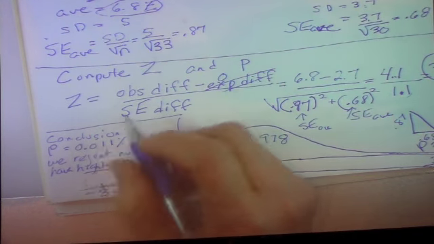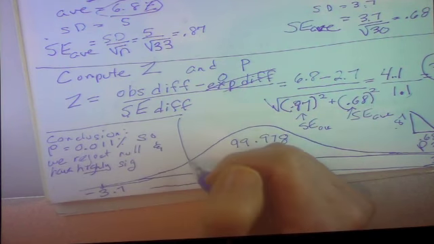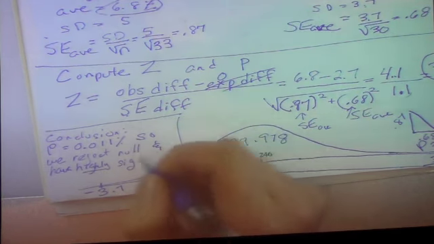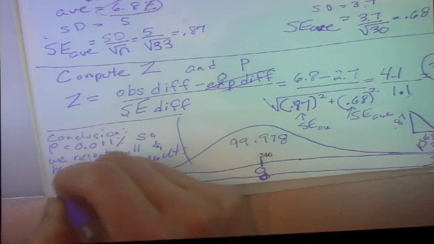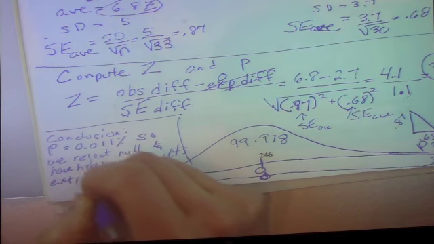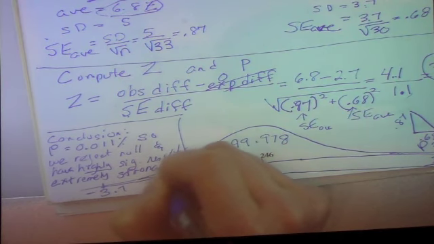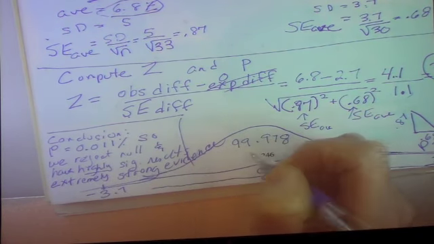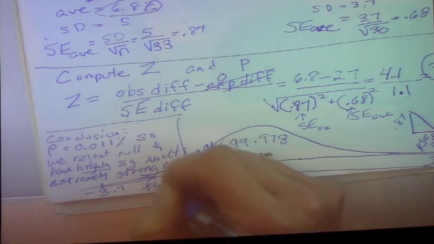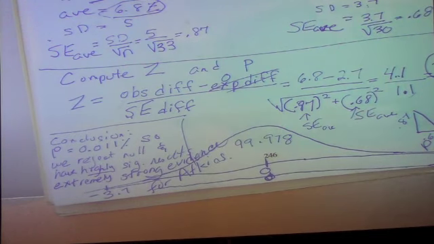At 1%. Look at this, it's ridiculous. We reject the null and have highly significant results. Extremely strong evidence that the diet works, for the Atkins diet. Okay.